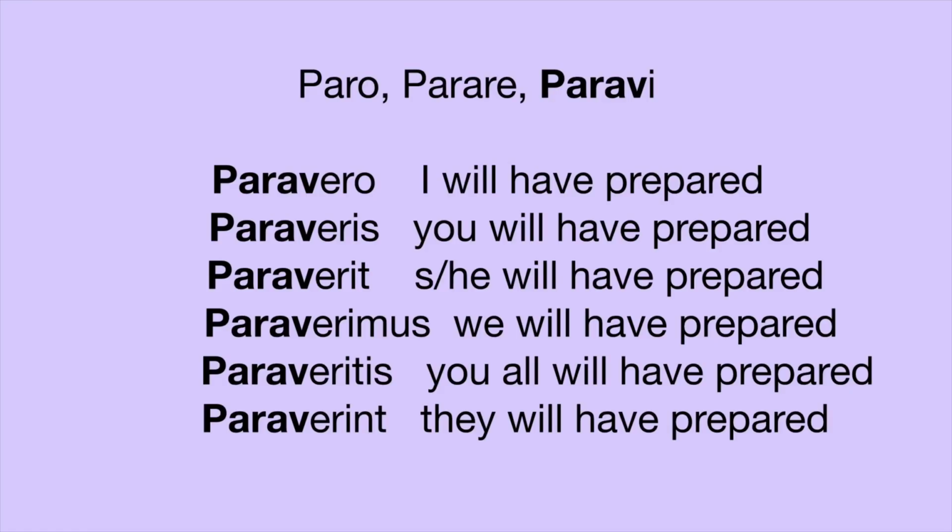Here are a few verbs in action. If we take the verb to prepare, paro, parare, paravi, we take parav, the perfect stem. Remember that the i there is the first person singular perfect active indicative ending. We just add our endings: paravero, paraveris, paraverit, paraverimus, paraveritis, paraverint.